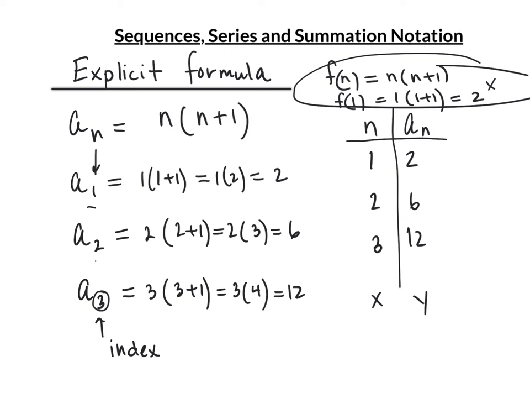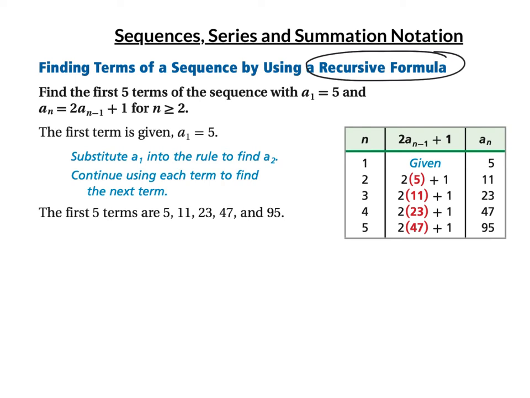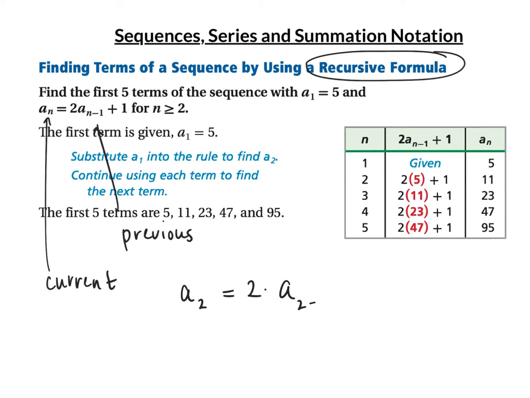Let's take a look at an example of a recursive formula and an explicit formula. In this case, a sub n equals 2 times a sub n minus 1, plus 1. This is the current term. It is equal to 2 times the previous term, plus 1. So I could say that a sub 2 is 2 times a sub 2 minus 1 plus 1, which means a sub 2 is 2 times a sub 1 plus 1. In other words, I take 2 times the previous term and add 1 to get the next term.